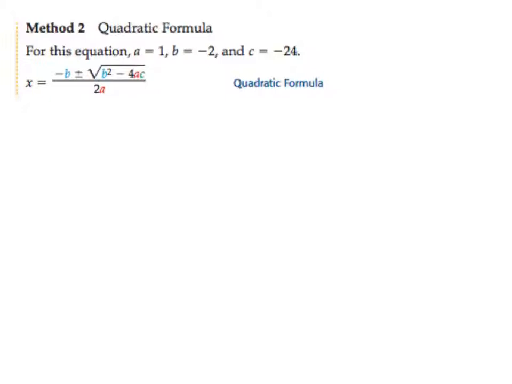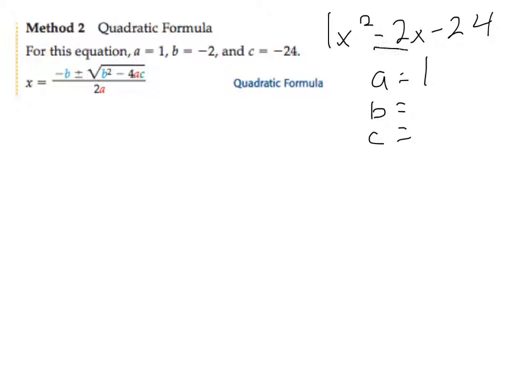The quadratic formula is another way for us to figure out what x is equal to, and it's especially helpful when the numbers are kind of hard. So in here our original equation is x squared minus 2x minus 24, and the first thing I would do is figure out what a, b, and c are. Well, a is just whatever's in front of x squared, so it's 1. B is going to be negative 2. If it's a subtraction sign, it has to be negative 2. And c is negative 24.